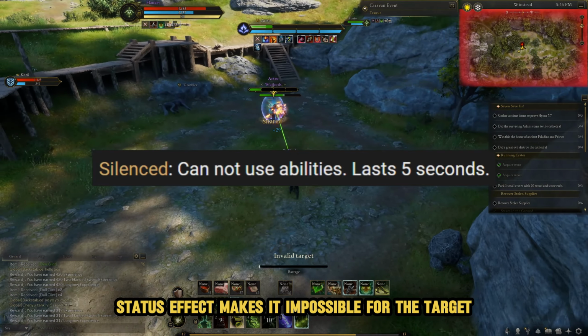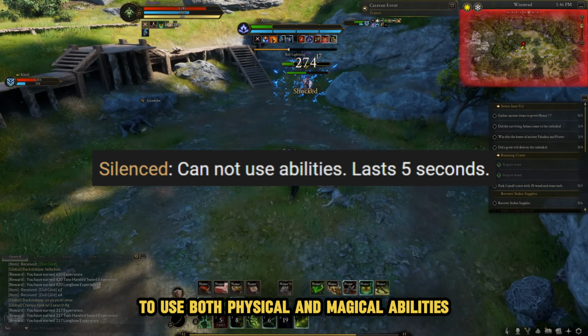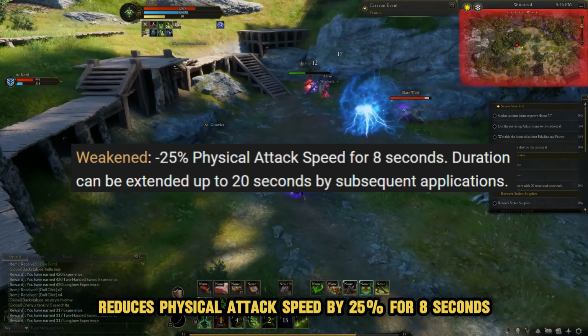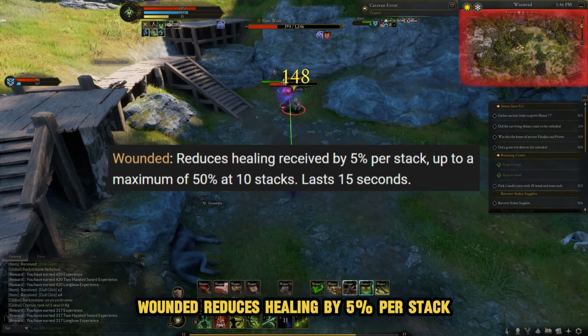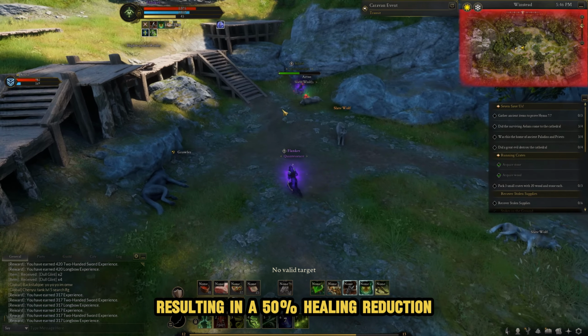The Silenced status effect makes it impossible for the target to use both physical and magical abilities for 5 seconds. Weakened reduces physical attack speed by 25% for 8 seconds. Wounded reduces healing by 5% per stack with a maximum of 10 stacks, resulting in a 50% healing reduction.